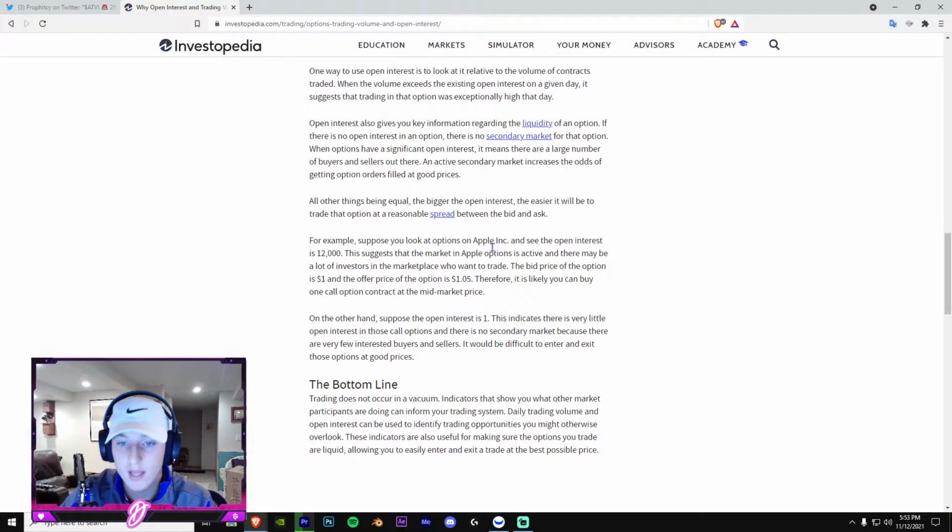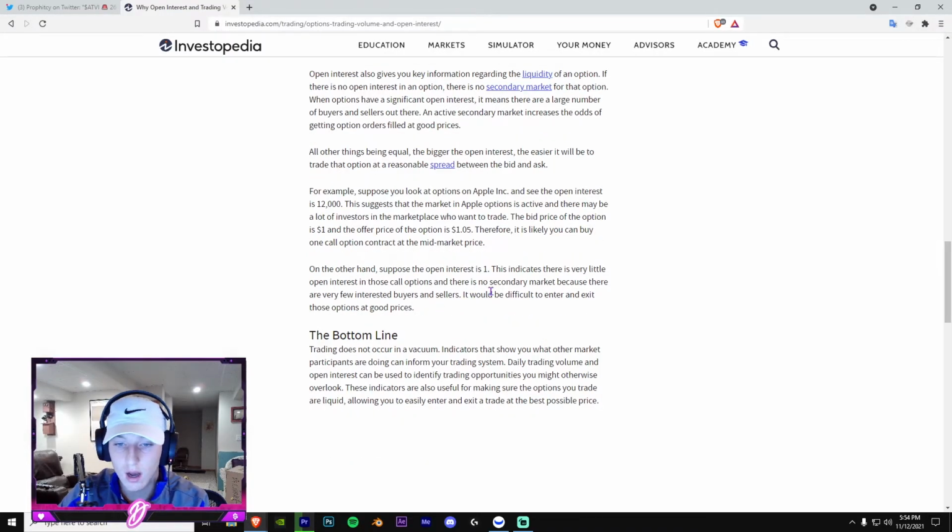So it says, for example, if you look at options in Apple, you see the open interest is 12,000. This suggests that the market in Apple options is active and there may be a lot of investors in the marketplace who want to trade, but that doesn't mean they do trade. And then the bid price of the option is 1 and the offer is 1.05. So bid 1, ask 1.05. And with all this open interest, that likely means you can get a fill in between, so like at 1.02 or 1.03. But if there's no open interest, then you're probably not going to get a good fill, and it's going to take a little while for you to get filled.